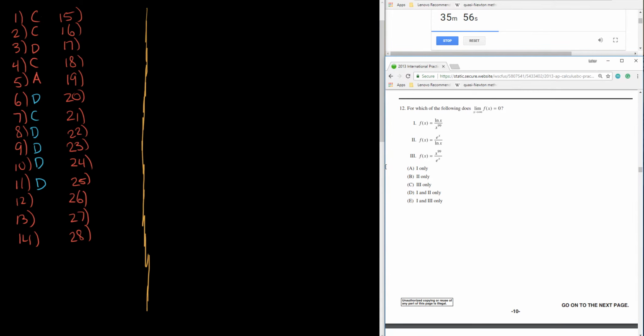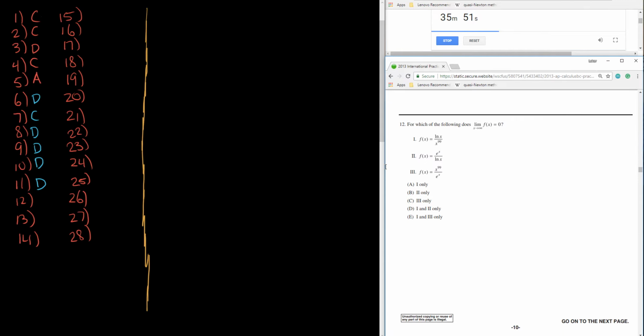For which of the following does the limit of f of x as x approaches infinity equal 0? Alright, well, clearly here, x to the 99th is way faster growing than ln of x, so it's definitely going to be I. It is also happening for number 2 here, since e to the x grows way faster. And finally, e to the x will eventually easily win out over x to the 99th. So it's 1 and 2. Indeed, we get answer E.